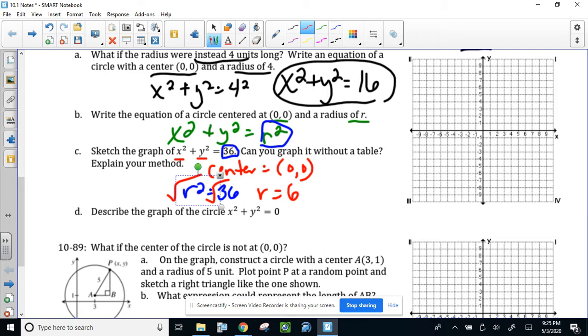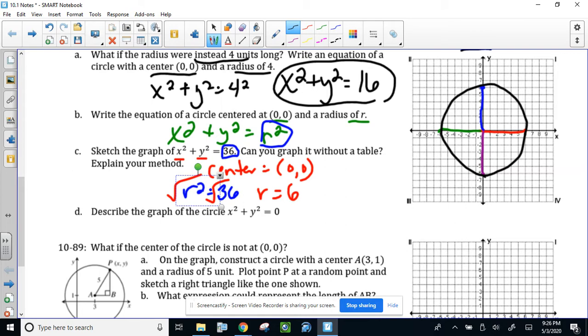So could we center a circle at 0, 0 and draw it with a radius of 6 without using a table? Sure thing. We could go out 6 to the right and plot a point. I could go up 6 units and plot a point. I could go left 6 units and plot a point. I could go down 6 units and plot a point. And then I could just make my graph as accurate as possible, drawing a circle.